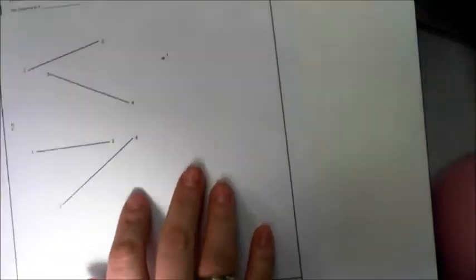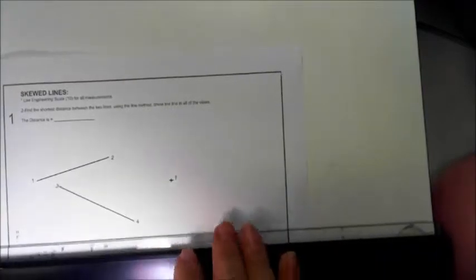Okay? Excuse me. So step one is I'm going to go ahead and line this up, and I'm going to transfer measurements real quick.